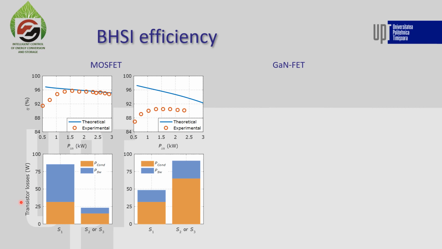On the lower side, we see the distributions of power losses in the switching devices. We have the switching losses on the two switches and the conduction losses. And the same we have here on the boost mode.